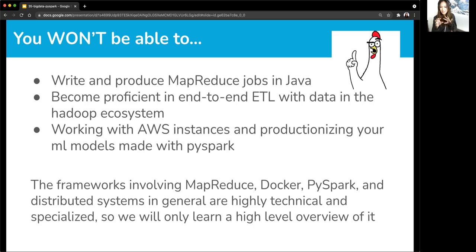Cool. So all of these frameworks and new terms that we're talking about today, MapReduce, Docker. Docker is actually the thing that the curriculum has you install that a lot of people are having issues with. PySpark, that's basically the language. And distributed systems in general are highly technical and specialized. So today we'll only talk about a high-level overview.